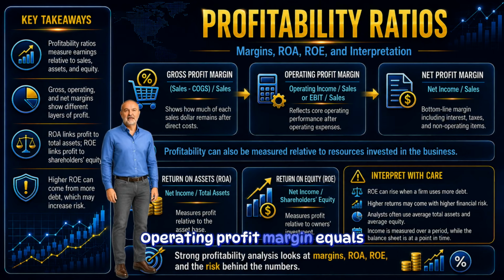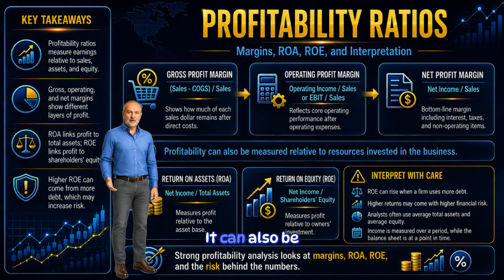Operating profit margin equals operating income divided by sales. It can also be expressed as EBIT divided by sales. This ratio includes operating expenses, so it tells us more about core operating performance. Net profit margin equals net income divided by sales. This is the bottom line margin. It includes interest, taxes, and non-operating items.